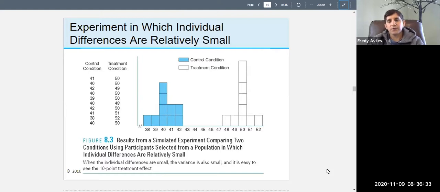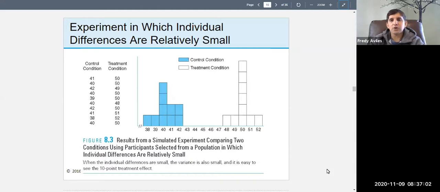So if you have a population where the individual differences are small, and that's where you select your participants, then when you do an experiment, assuming the experiment works, it's going to be very easy to see the differences among the different groups. So you have the control group. That's what you have in blue on the left there on the graph. So you can see their scores. They all vary from like 38 to 42.